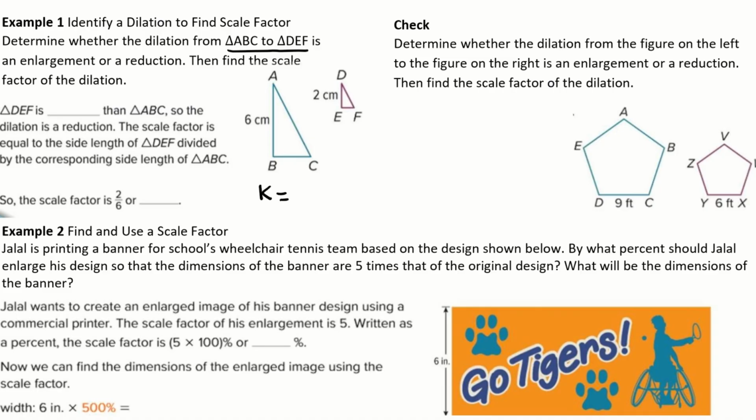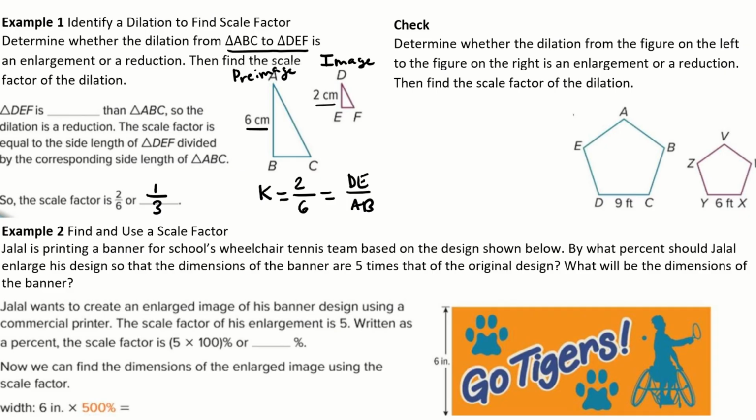In this case, the image is 2, and then the pre-image is 6. So to get K, we took DE and divided it by AB. DE is the image, and AB is the pre-image. Then 2 over 6 is 1/3. So the scale factor is 1/3.